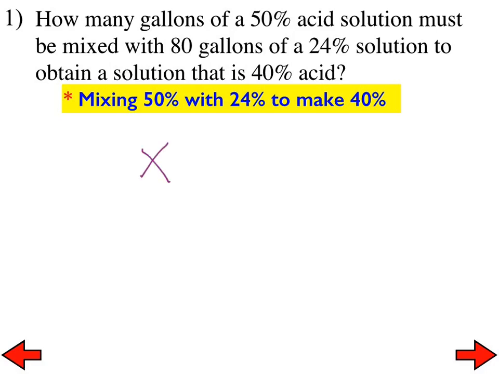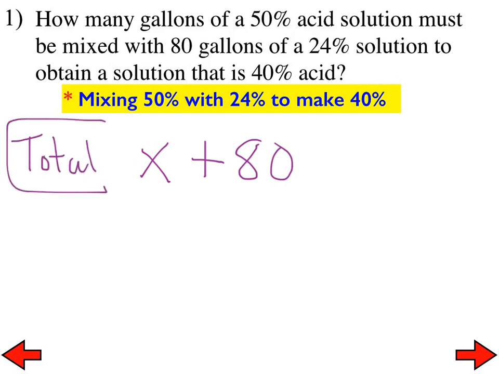We're mixing that with 24%. Do we know how much we have of the 24%? Yes or no? How much? 80 gallons. Remember, this is our total equation right here. Now we're trying to make 40%. Do we know how much we have of the 40%? Yes or no? No. So we'll represent that with y. So you can already see that this type of problem varies slightly from what we talked about yesterday.